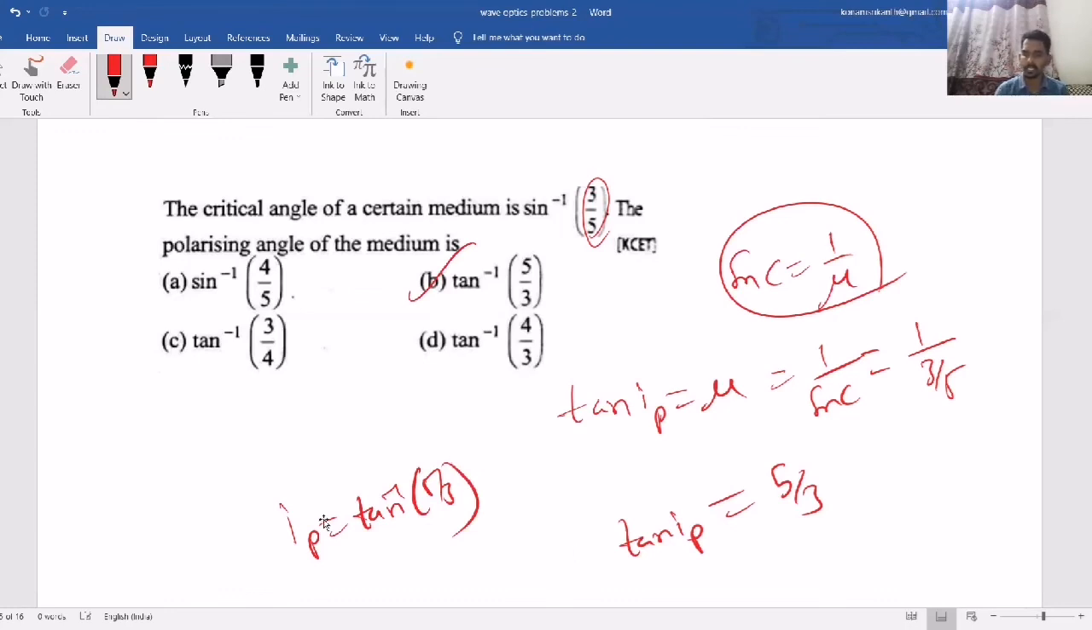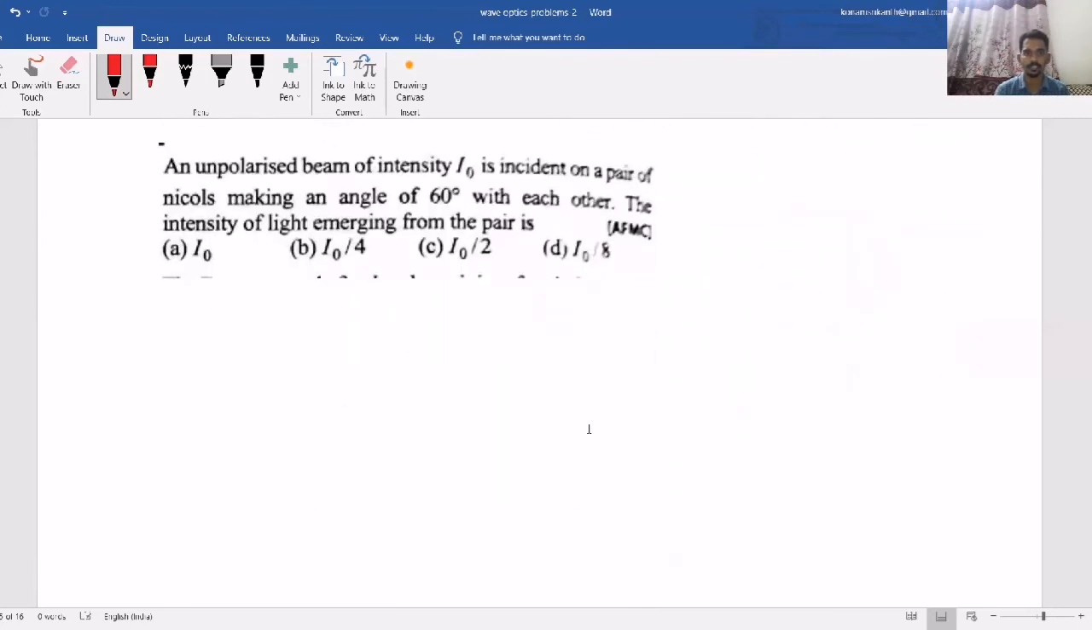So this way they can ask questions based on Brewster's law also. Now here an unpolarized beam of intensity I0 is incident on a pair of Nicols making an angle of 60 degrees with each other. The intensity of light emerging from the pair is. So here I0 is incident on a pair of Nicols making an angle. So there are two polarizers where they are making an angle, how much? 60 degrees with each other.